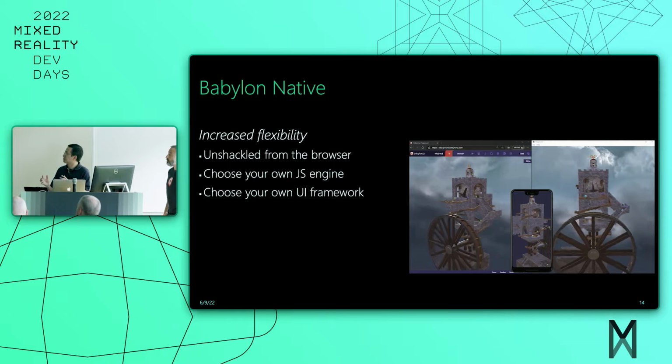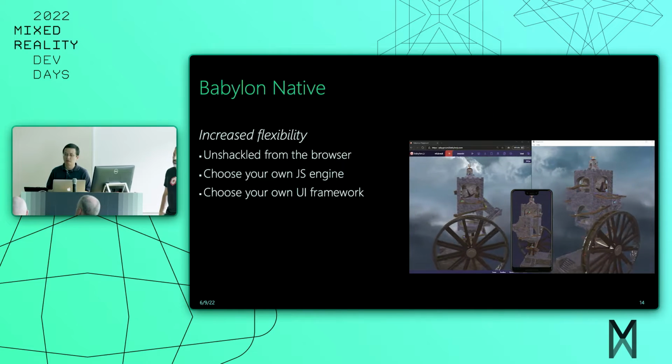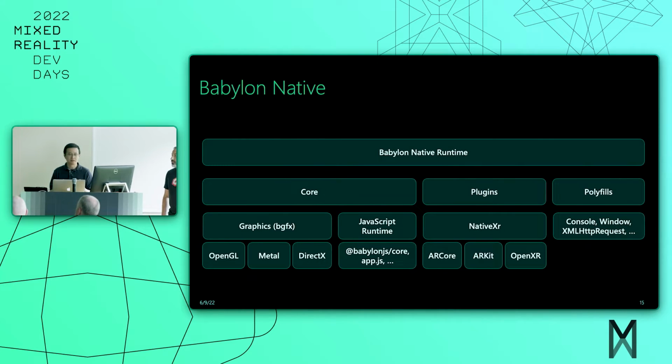So here's a sort of non-exhaustive view of the runtime. The library consists of three main core parts: the core section you see on the left, plugins in the middle, and polyfills. The core contains a graphics component which uses BGFX. And BGFX is an abstraction layer for OpenGL, Metal, DirectX, and more. And it also hosts the JavaScript runtime, which loads Babylon.js itself, application-specific scripts for your application, or other dependencies.